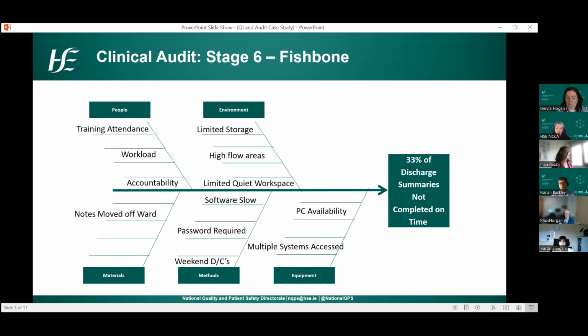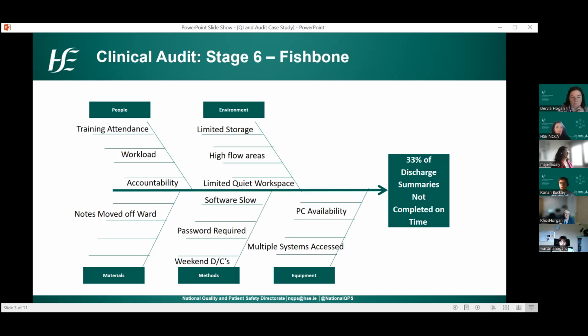In terms of the environment, there's limited storage. It's a real high flow area of patients coming and going, and there's limited quiet workspace for the NCHDs to work. In terms of people, then we've noted that there's a low level of training attendance. Everybody knows how busy NCHDs are, and some work has to be prioritized.